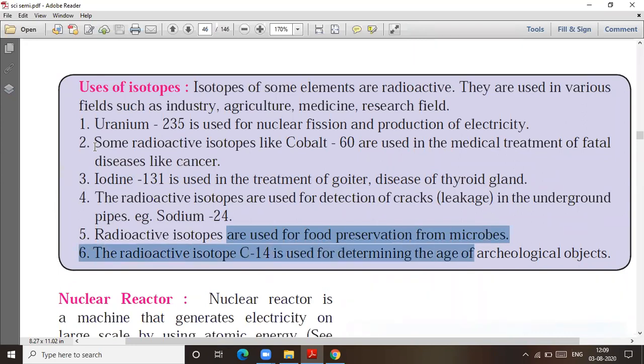used for determining the age of archaeological objects. See, C14 is what we call carbon dating. So what happens actually, C14 is used for determining the age of archaeological objects, right? It is known as carbon dating.